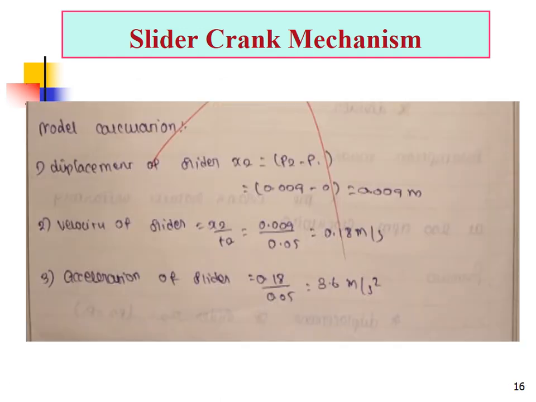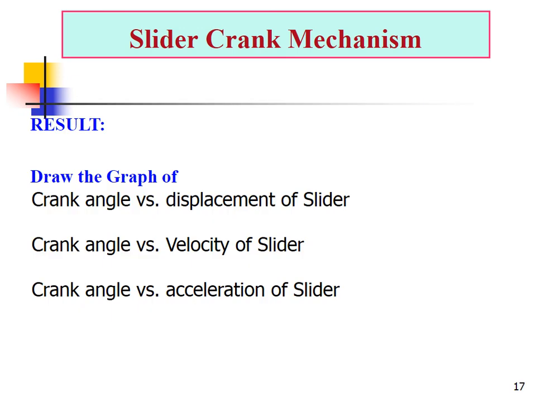This is a model calculation for each reading: displacement of the slider, velocity of the slider and acceleration of the slider. After calculating all the values using the model calculation, we can tabulate them and finally draw the graphs for crank angle with displacement of the slider, crank angle with velocity of the slider, and crank angle with acceleration of the slider.